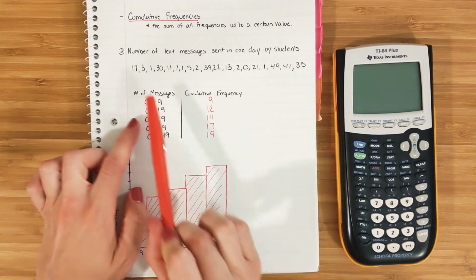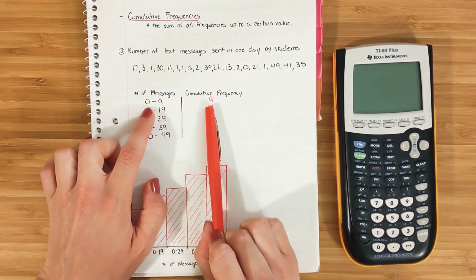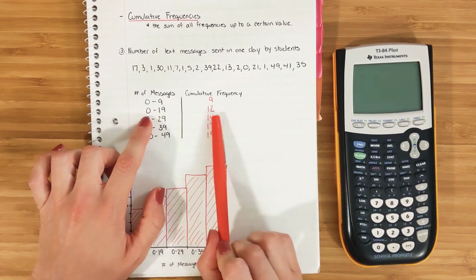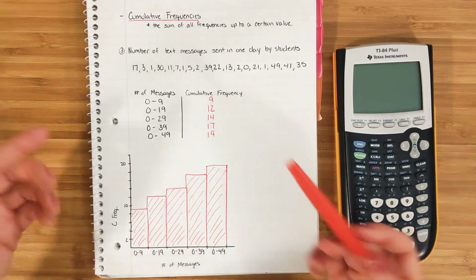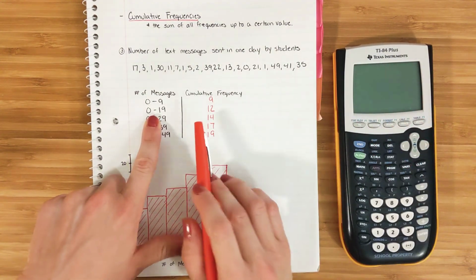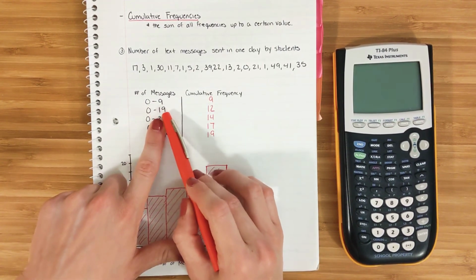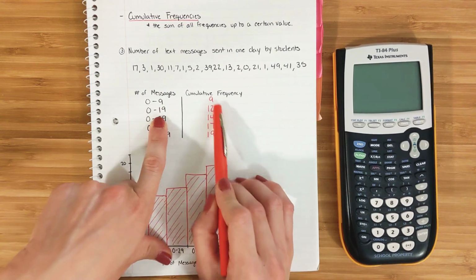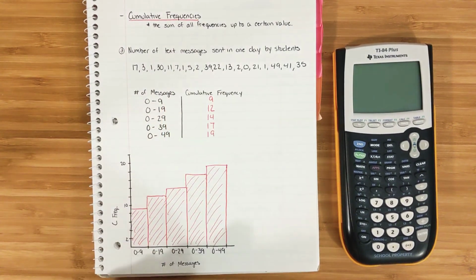I went through and I counted all of the data values that fit between 0 and 9, and I got 9 people. And then between 0 and 19 was 12, and 0 to 29 was 14, etc. And that means that the number of people who sent between 10 and 19 messages, so not the 0 to 9 that we already counted, but the 10 to 19 that got added on here, would be 3 new people, because that was 3 more people than we had from 0 to 9.